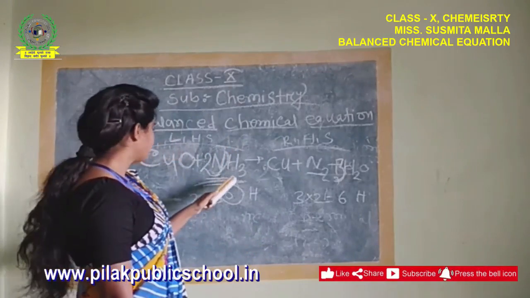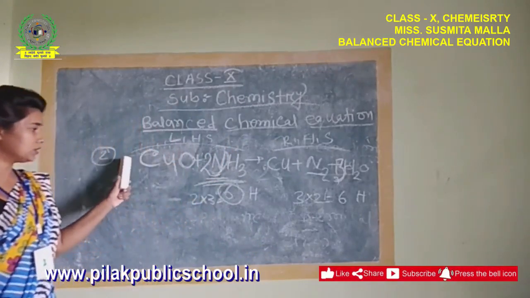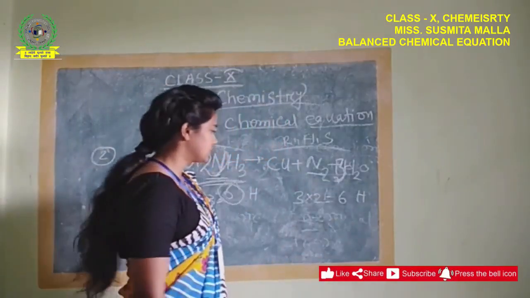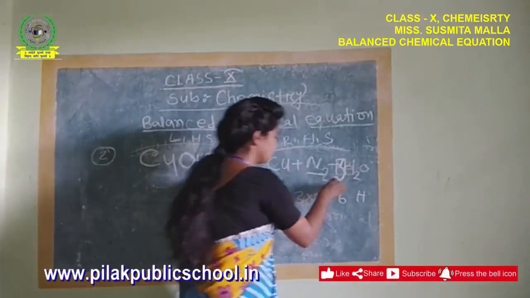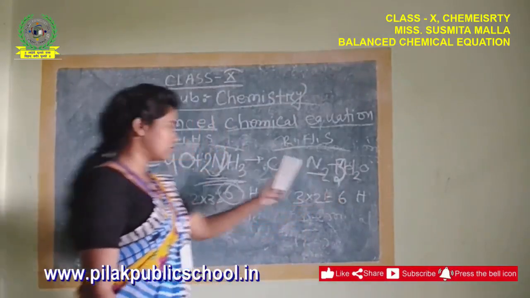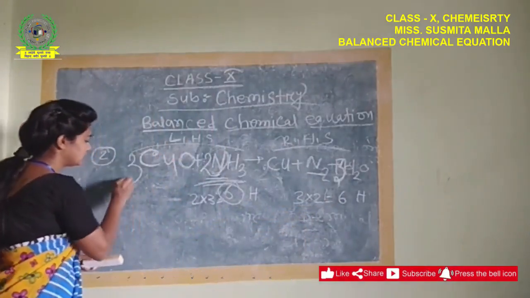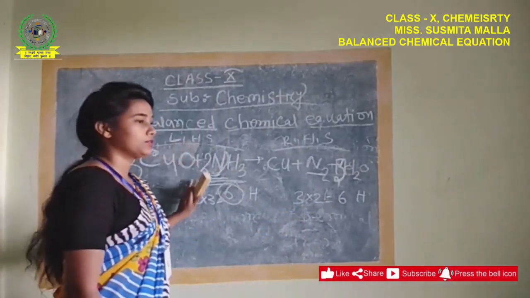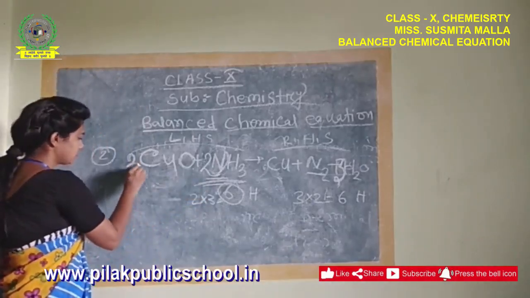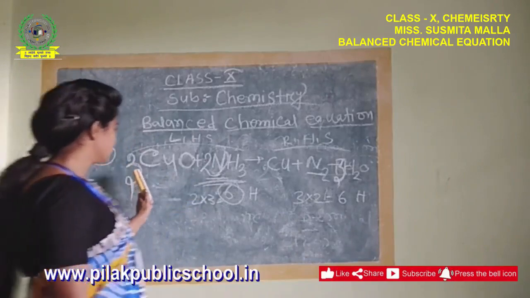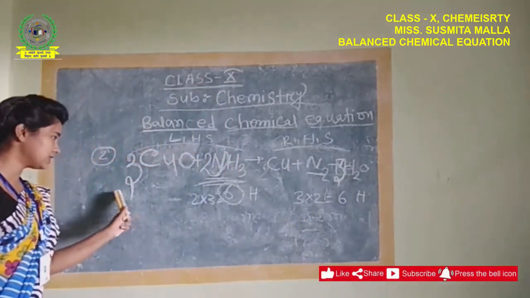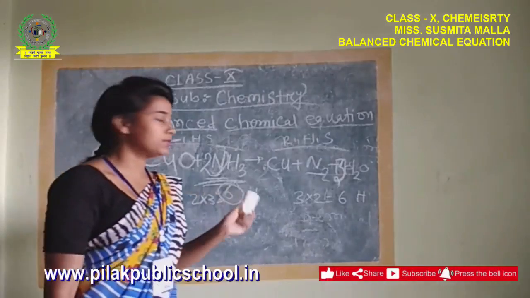Next we see oxygen. On the left there is 1 molecule of oxygen, and on the right there are 3 molecules of oxygen. So we put 3 on the left hand side of the chemical reaction. Now there are 3 molecules of oxygen on the left hand side, and there are also 3 molecules of oxygen on the right.